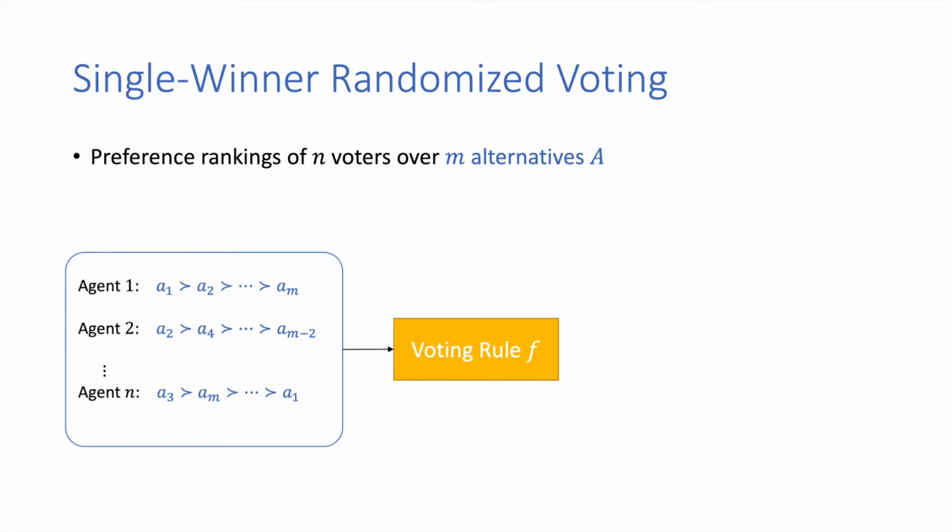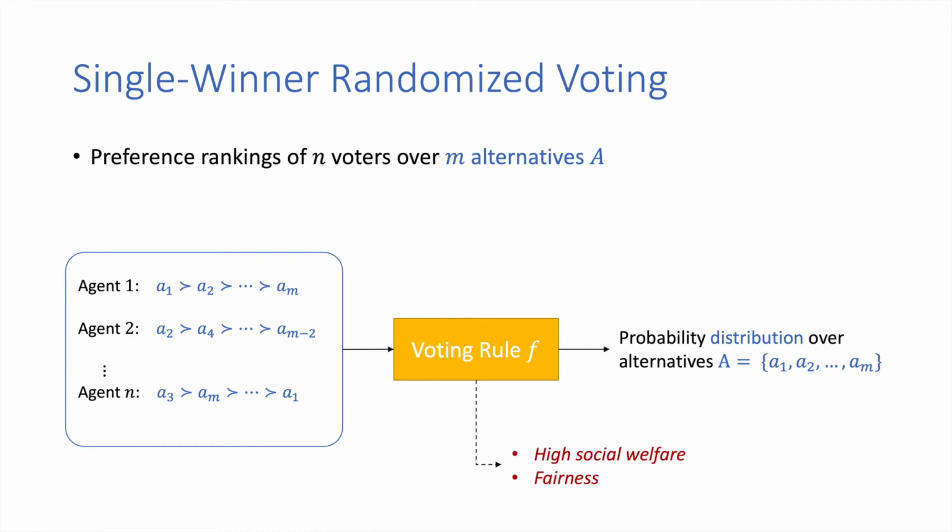We consider the problem of designing voting rules that aggregate agents' ranked preferences and arrive at a randomized decision to select a winner. So, given the ranked preferences, we want a probability distribution over the alternatives that achieves high social welfare or some notion of fairness. But how can we evaluate social welfare or fairness here?